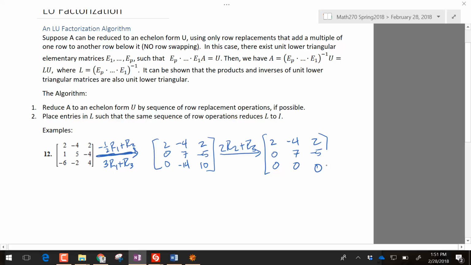Why? I'm not sure anymore. It's still an upper triangular, but what can we say about this now? It's singular. It's not invertible. No determinants yet. All right, but now we have the upper triangular matrix.